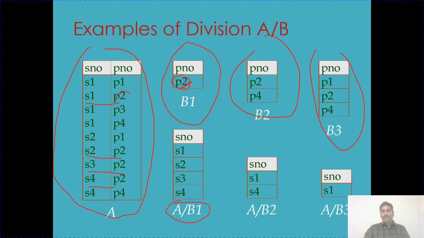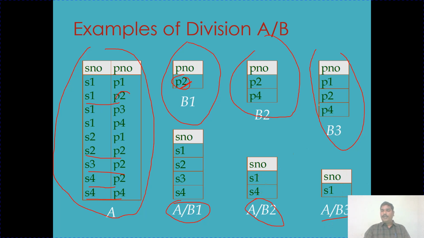And coming to A by B2, here we have P2, P3. So P2 has the S1 value, check the serial number. And P4, where is the P4? P4 is S4. Only the S1 value and S4. This is the result of A by B2, which is S1, S2. Okay, next coming to the result of A by B3.